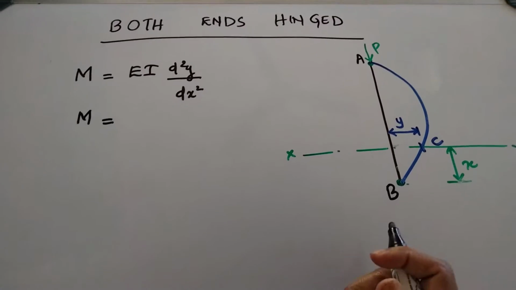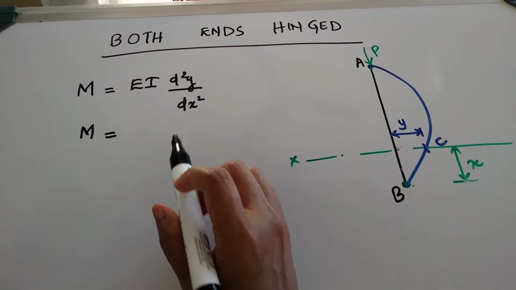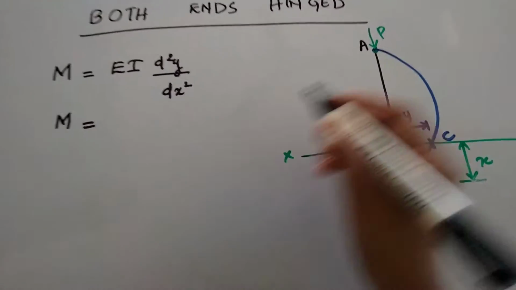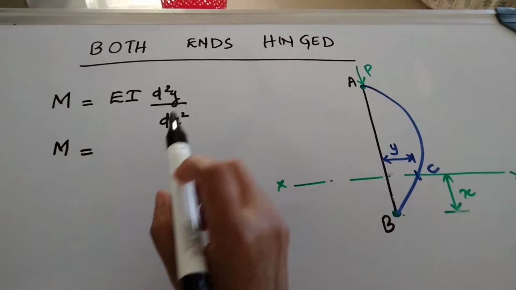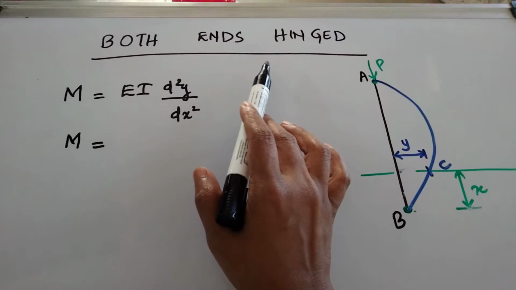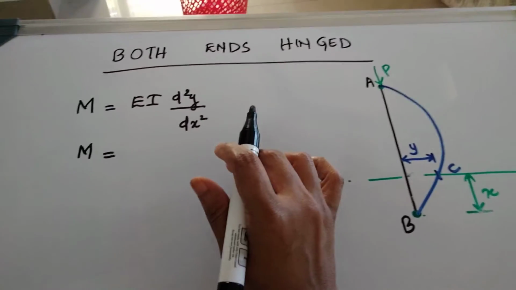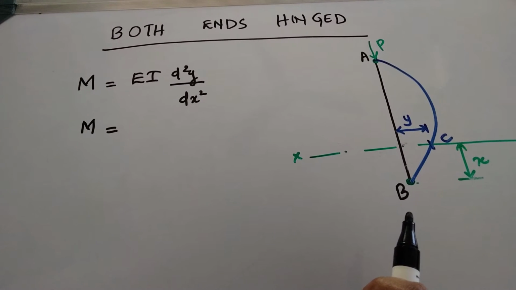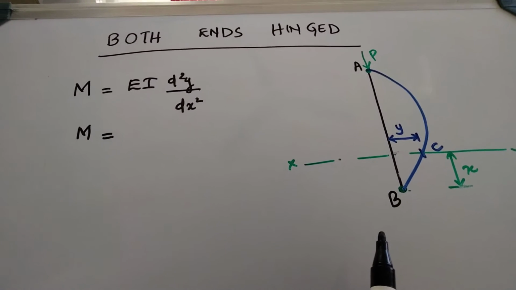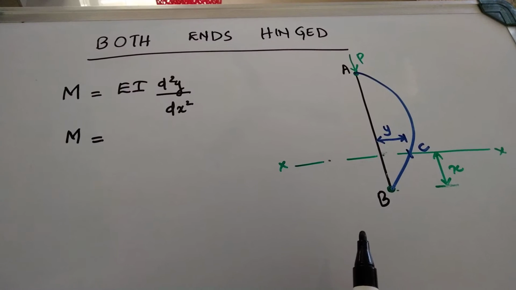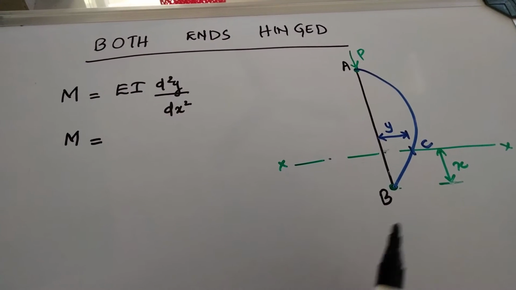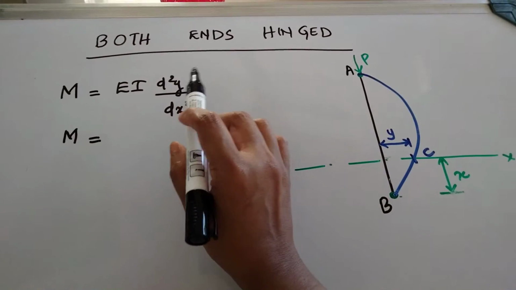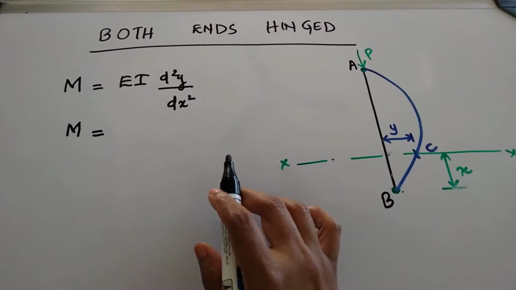There are four end conditions which we have to consider in order to find the buckling load or the crippling load. The four end conditions are: first case, both ends hinged; second case, one end fixed and the other end free; third case, both ends fixed; and fourth case, one end fixed and the other end hinged. First we'll see the derivation for both ends hinged.